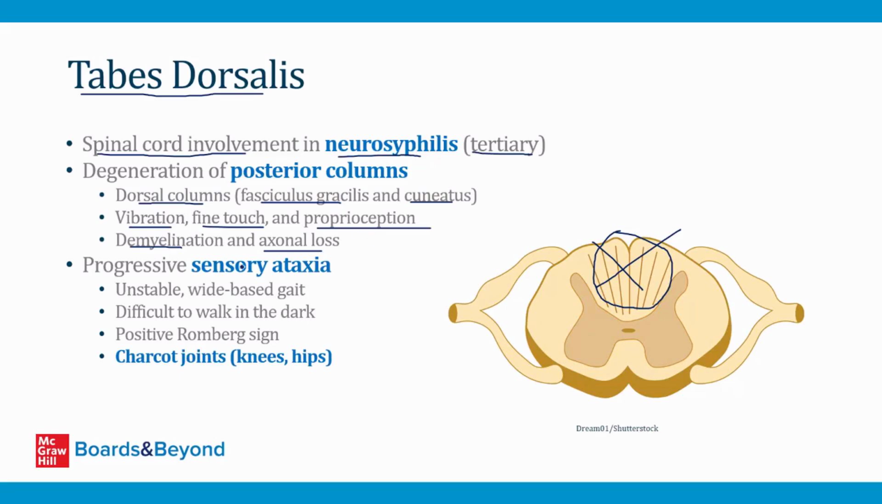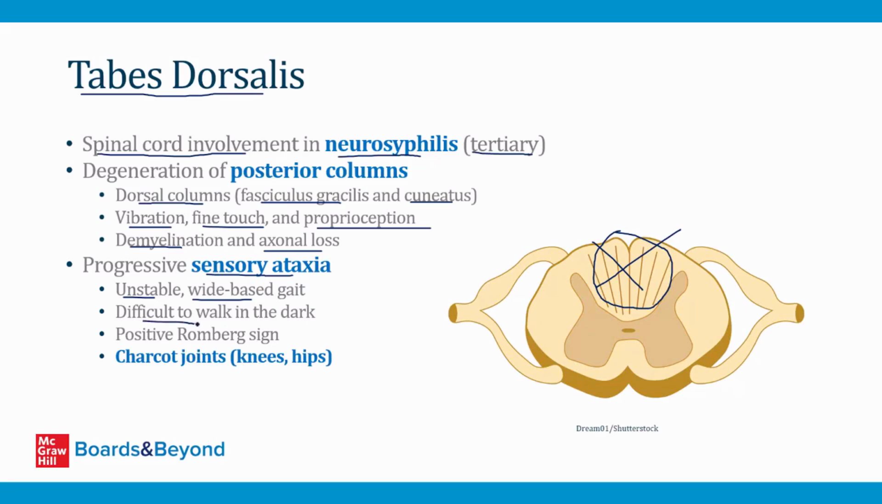What they're going to present with clinically is what's called a sensory ataxia. This means a loss of balance and ataxia related to inability to sense the world around us through proprioception. So they will have an unstable, classically wide-based gait. They make their gait wide because they don't have proprioception, so they can't feel the world and they don't want to fall over, so they widen their gait.